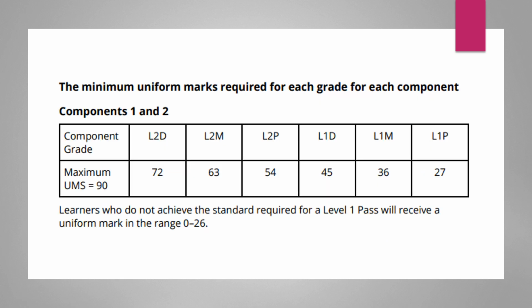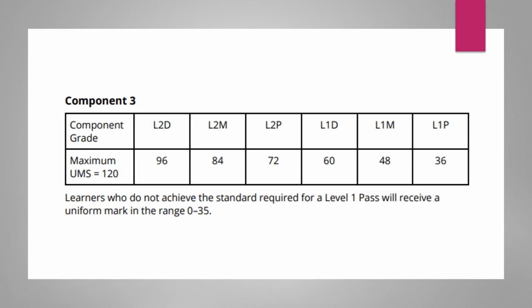The following slide now demonstrates how the grading system would work for components 1 and 2. Like I said in the previous slide, each task out of 12 is added together and the total will give you a grade. If you fail to meet the required level for level 1 pass, you will receive a mark in the range of 0 to 26. For the external exam, you will again receive a mark which relates to a grade seen on the screen. And again, if you fail to meet the required level for level 1 pass, you will receive a mark in the range of 0 to 35.